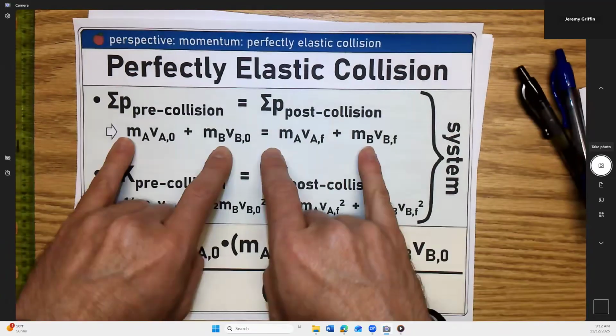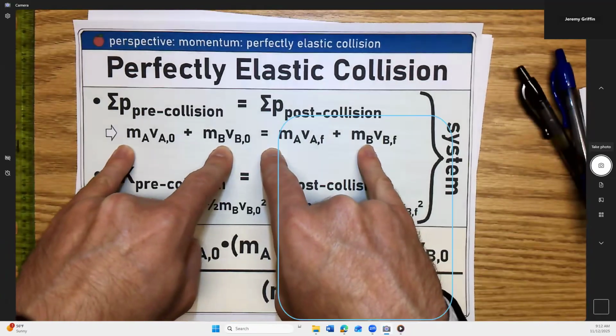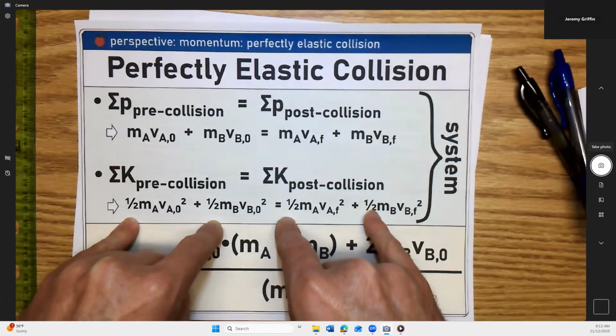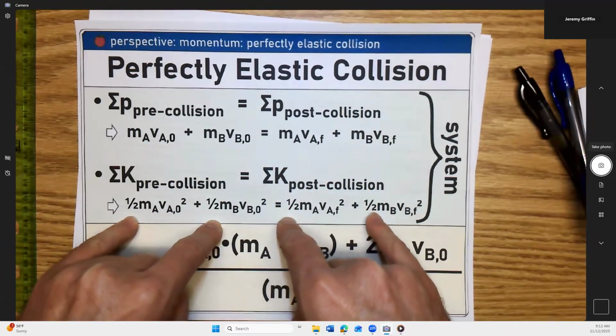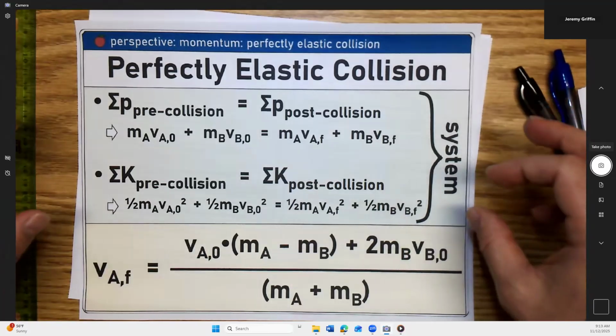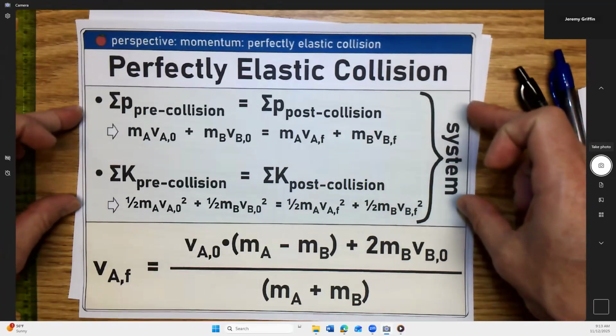Okay? So momentum's conserved, although that's true for any kind of collision. But what's special to elastic is this condition right here. Kinetic energy is also conserved. Okay? Now, I told you guys on Monday, and I'll tell you guys again, AP rarely asks about elastic collisions, but not never.